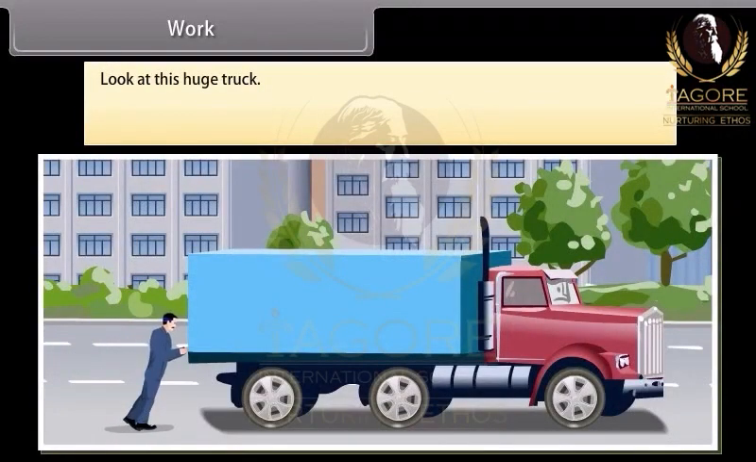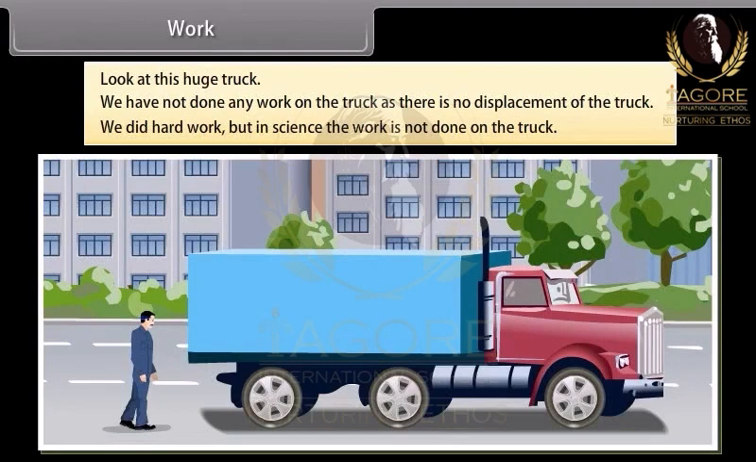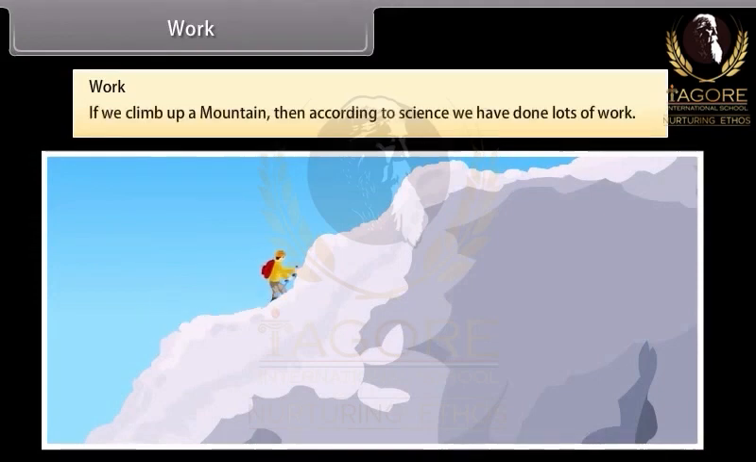Look at this huge truck. We work hard to push it, but the truck does not move despite all the effort. We get tired. However, we have not done any work on the truck as there is no displacement of the truck. We can say that we did hard work, but in science the work is not done on the truck. We use and define the term work differently in science. For example, if we climb up a cliff, then according to science, we have done lots of work.